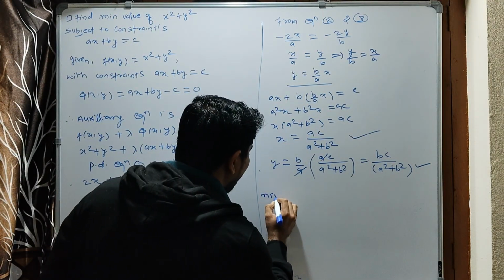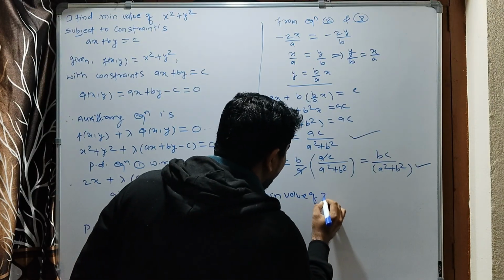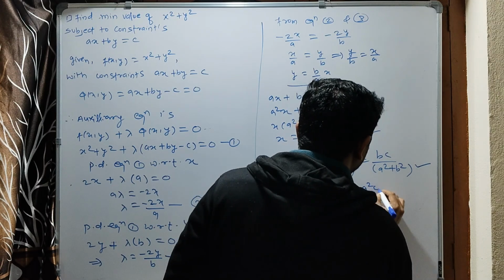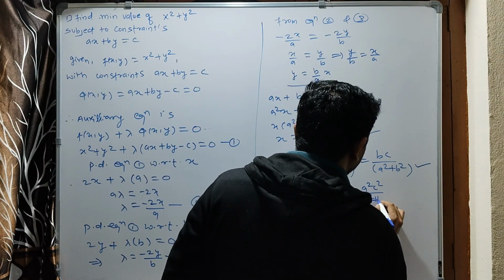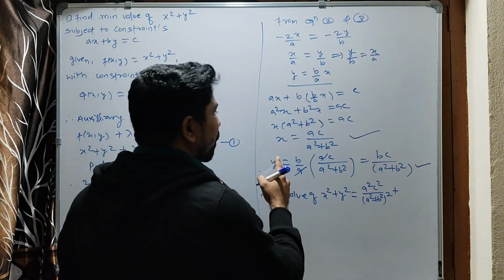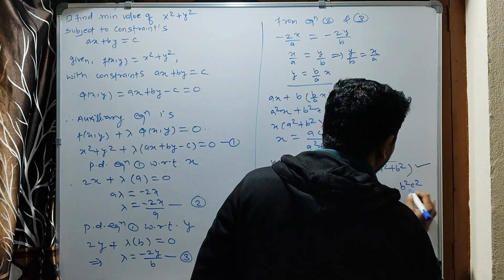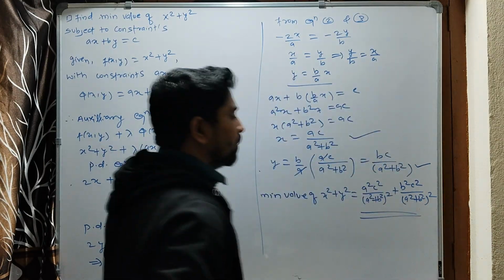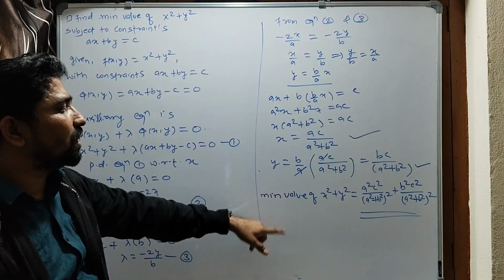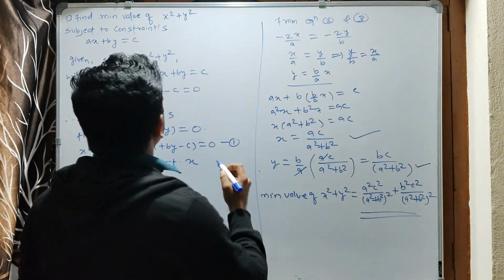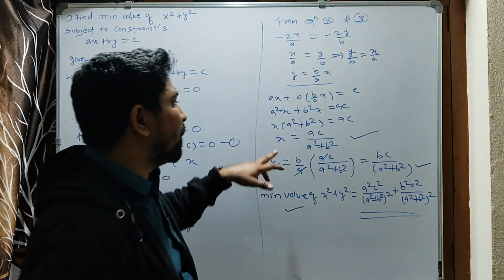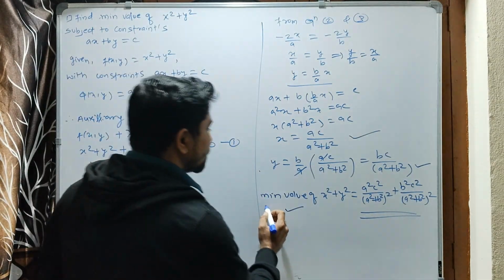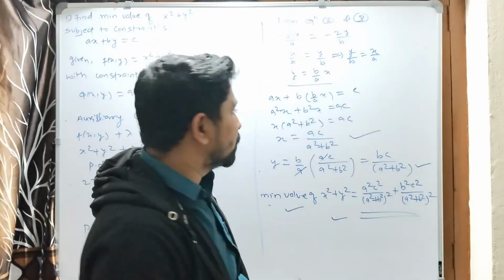Therefore the minimum value of the function x square plus y square equals x square, which is a square c square divided by a square plus b square, whole square, plus y square, which is b square c square divided by a square plus b square, whole square. My aim is to find the minimum value of your function, for which I needed the value of x and value of y. So this is my answer. So with this we can solve.